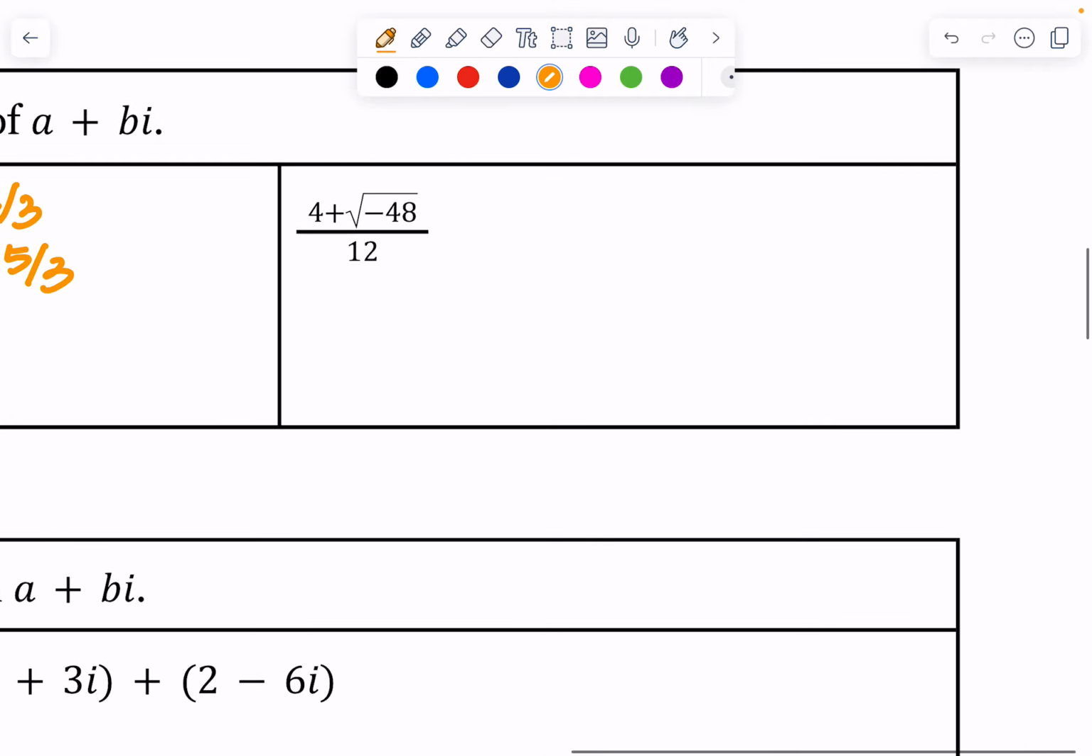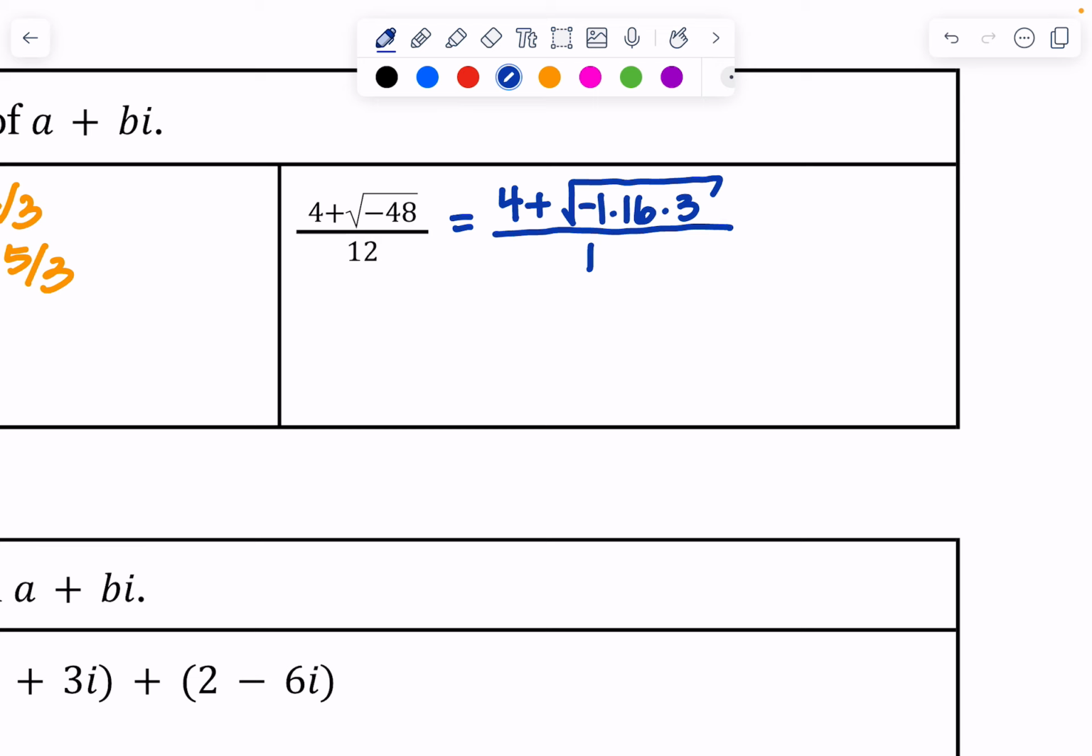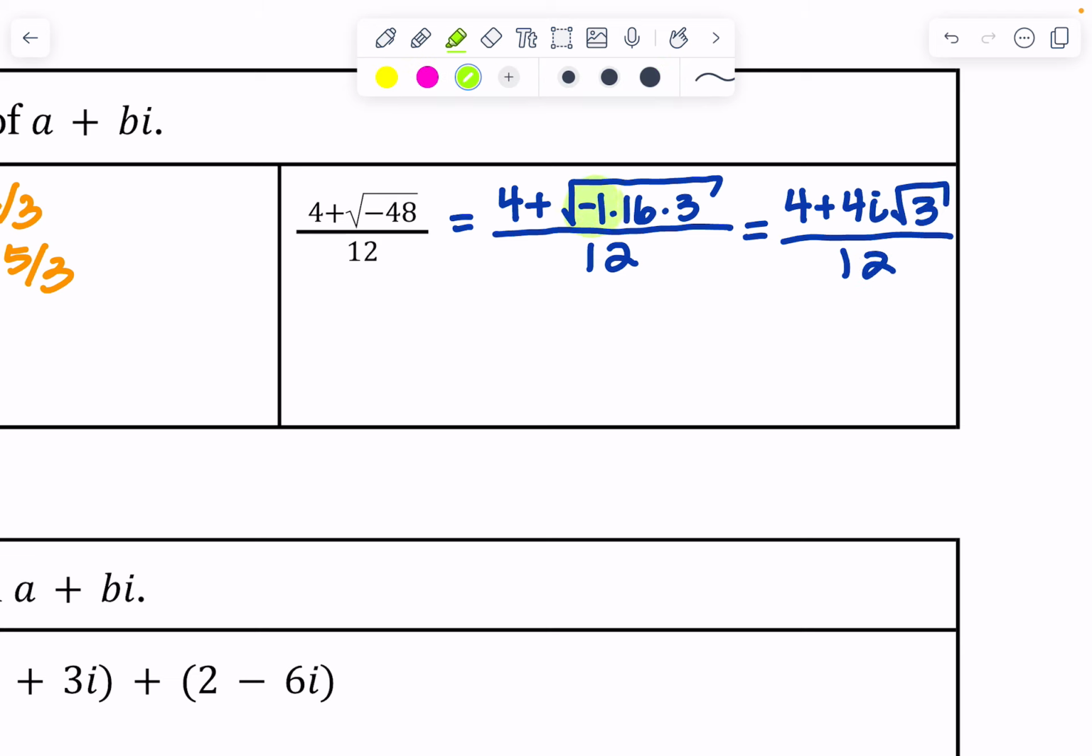All right, for the last one, we do need to simplify the fraction and that negative square root of 48. So this is equal to 4 plus the square root of negative 1 times 16 times 3 all over 12. And so if I take the square root of that, I have 4i. So this would be 4 plus 4i square root 3, which is irrational, over 12. So all I did was take out the square root of negative 1 to be i and the square root of 16 to be 4.